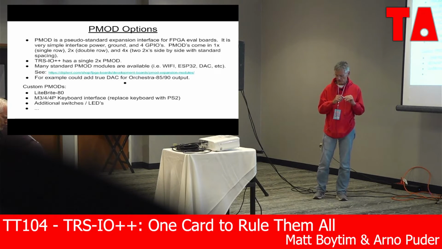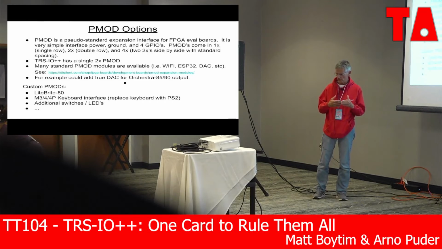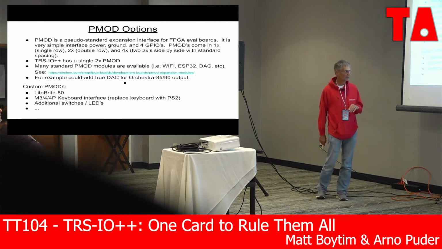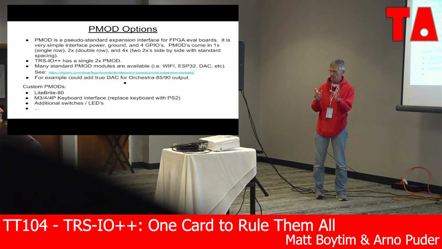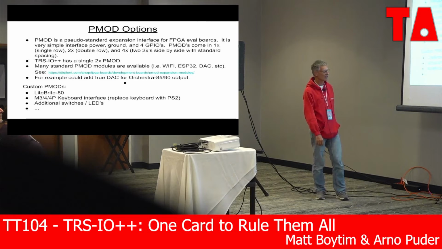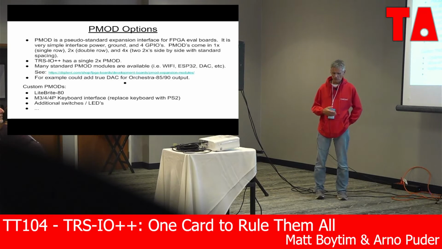A single is just a 6-pin single row header. The 2X is a double row, so you get 8 GPIOs, and the power and ground are redundant. And then the 4X is where they take 2 of those, put them side by side with a standard spacing, and then you can plug in even bigger devices. So TRS-IO++ has a single PMOD connector, but it provides a lot of possibilities.